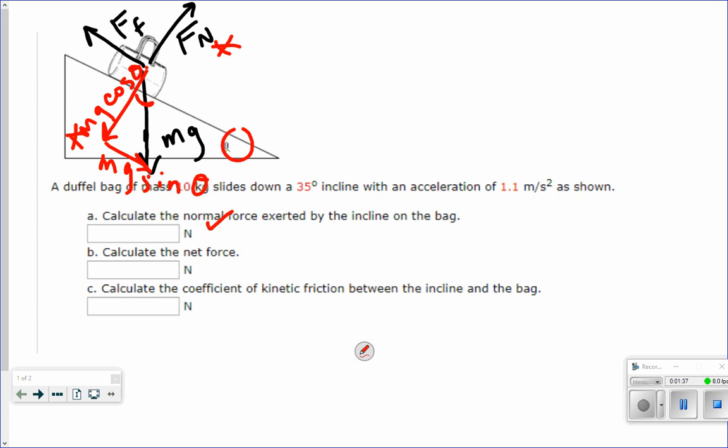Calculating the net force, this particular question not only gives you the mass of your object, but it also gives you the acceleration of your object. And so I would draw your attention to Newton's second law for that one.